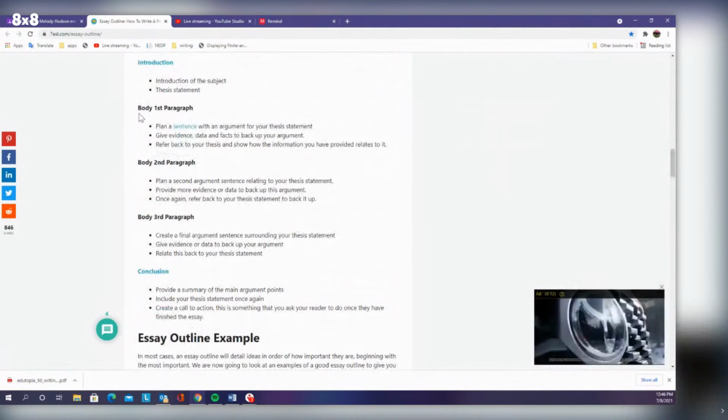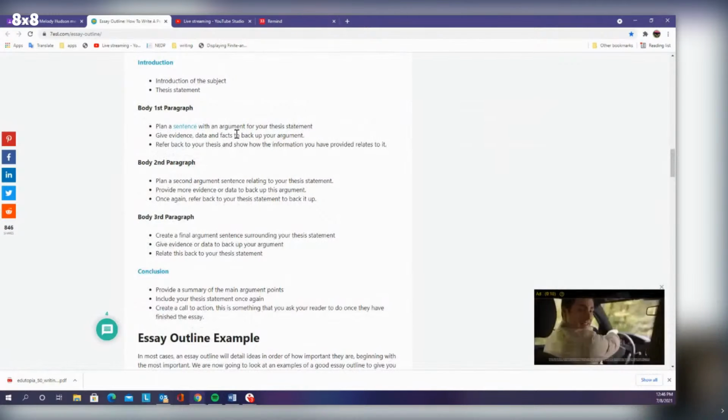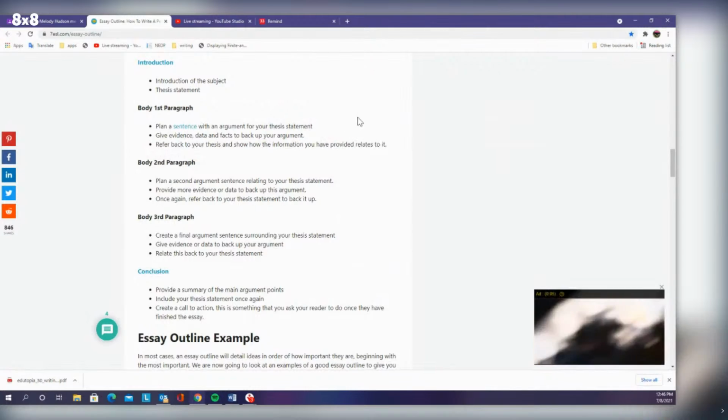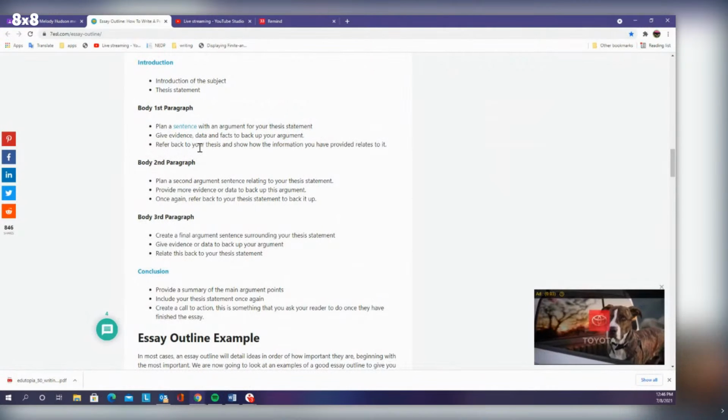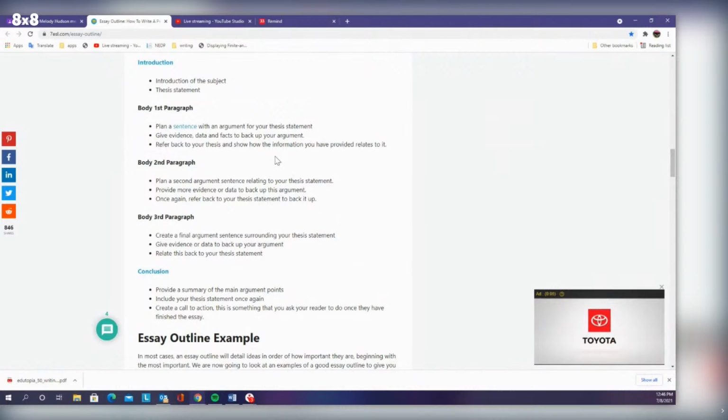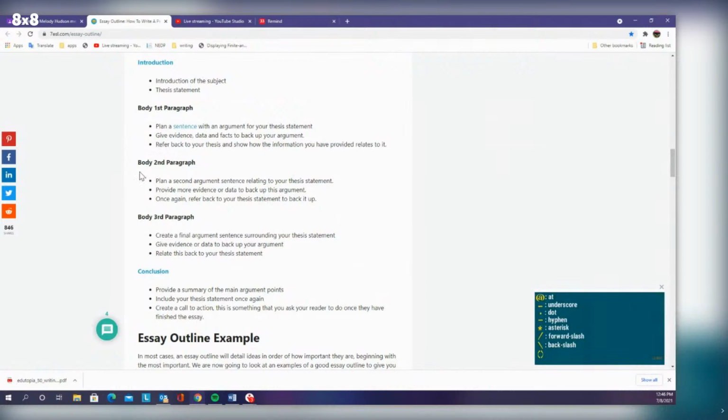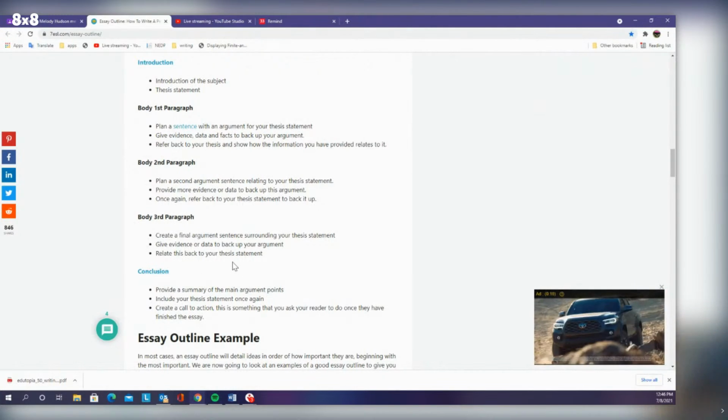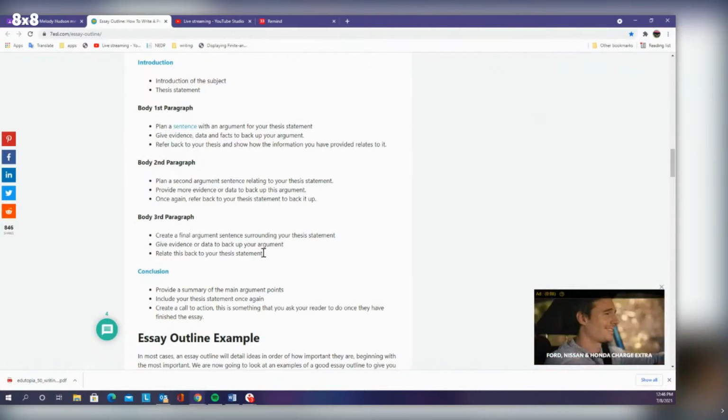Introduction, thesis statement, body of the first paragraph, sentence with an argument for your thesis statement, evidence, data, and facts to back up your thesis statement, and then refer back to your thesis statement and show how the information you've given relates to it. Second body paragraph, you're going to do the same thing, but you're going to give even more information and then refer back to how this relates to your thesis statement to back it up. And then in your third body paragraph, you're going to make a final argument, again, giving evidence or data and relating that back to your thesis statement.